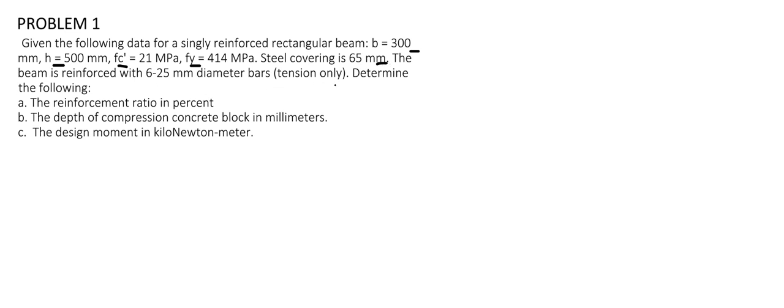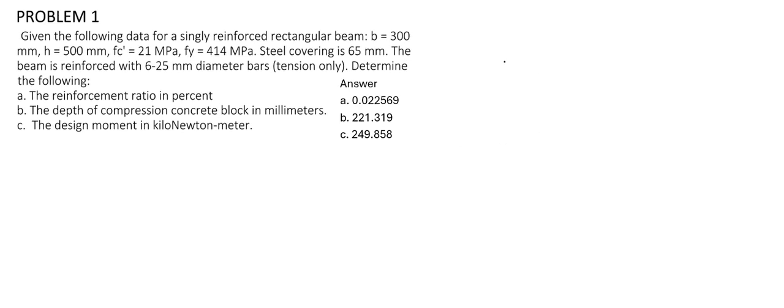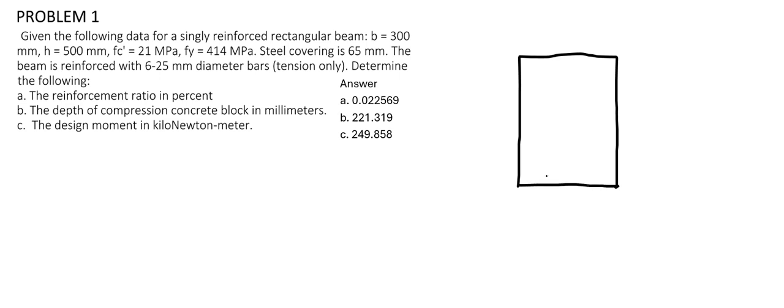On the tension side only, we are tasked to determine the following: the reinforcement ratio in percent, the depth of the compression concrete block in millimeters, and the design moment in kilonewton-meter. To solve this problem, let's draw our rectangular beam. Since we are not given any loads, let's assume tension at the bottom and compression at the top. It doesn't matter where you put it because we're not given any loads.